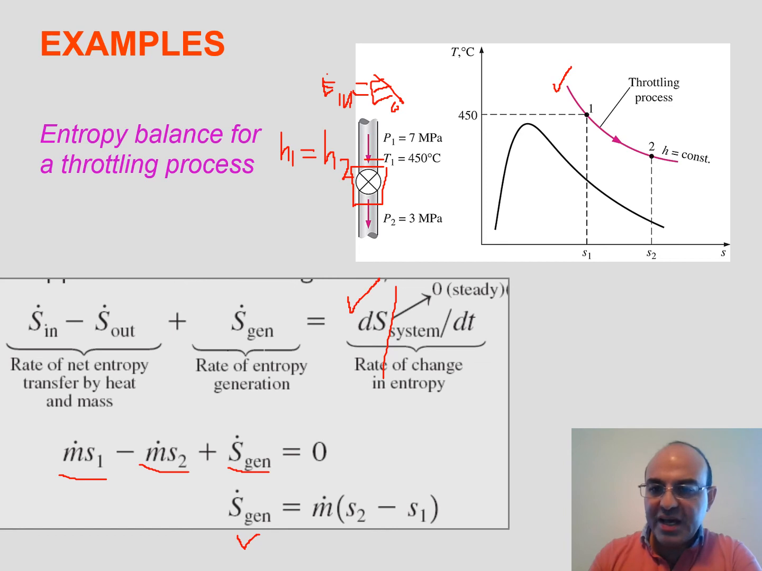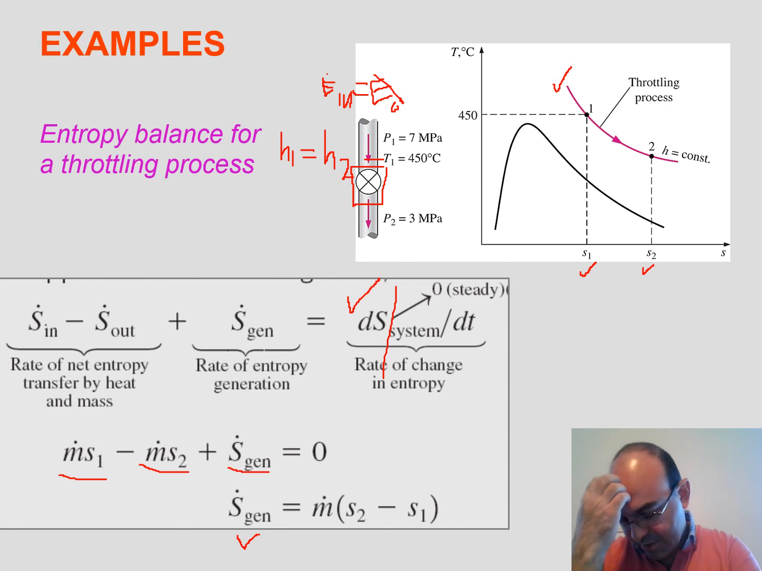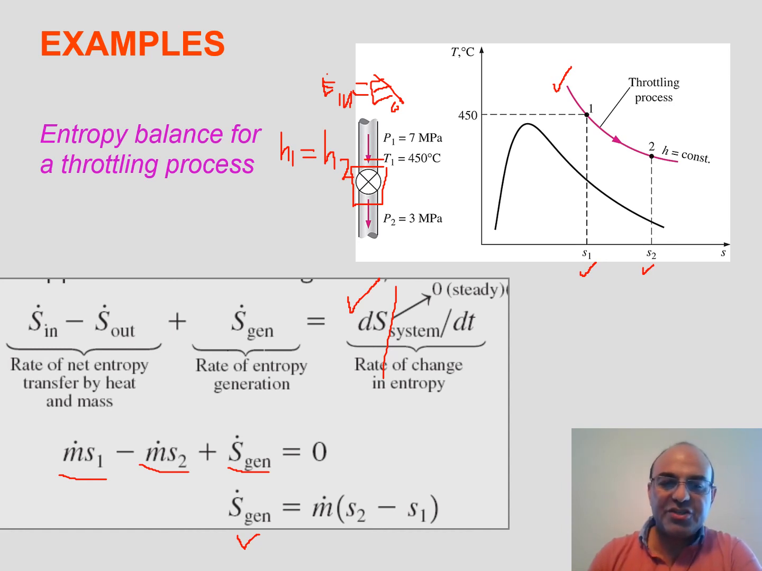If we look at the TS diagram, for this process, this is S2, entropy at the exit, and S1, entropy at the inlet. S2 is of course larger than S1 because entropy generation should be positive. So the entropy generated is m dot times (S2 minus S1).